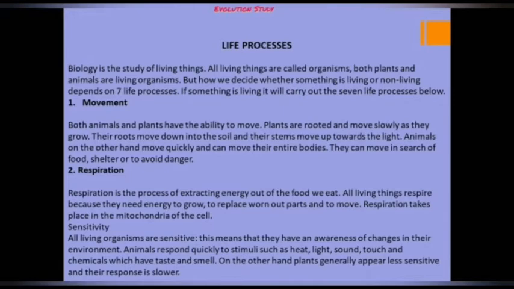Sensitivity. All living organisms are sensitive. This means that they have an awareness of changes in the environment. Animals respond quickly to stimuli such as heat, light, sound, touch, and chemicals which have taste and smell. On the other hand, plants generally appear less sensitive and their response is slower.